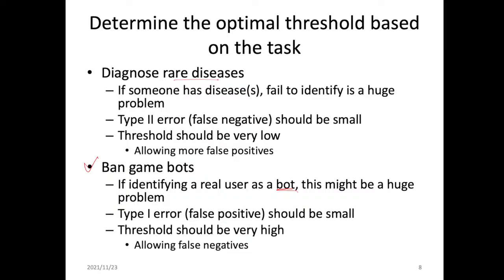On the other hand, if you misclassify a bot as a normal user, of course that's not good, but that's probably not that bad. So in that case, you really want high precision. When you say someone is a bot, you better be sure about it. So in that case, you probably want to make your threshold really, really high.